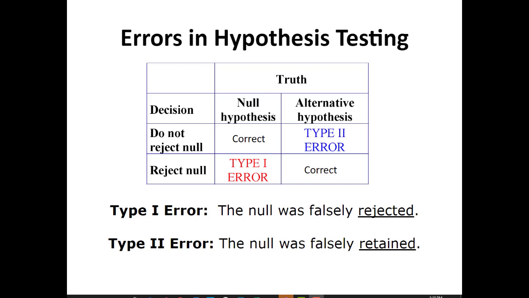So sometimes we can be correct about what's happening in the population, right? If the null hypothesis is true and we don't reject the null hypothesis, then we made the correct inference about our population. If the alternative hypothesis is true and we reject the null, then we made the correct inference about the population. But there's two times where we can make two different types of mistakes about the population.